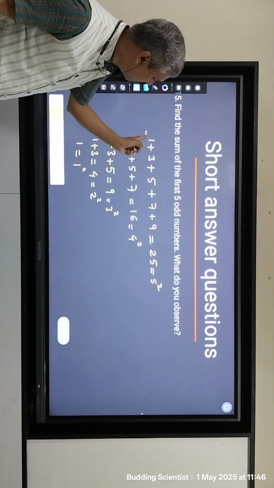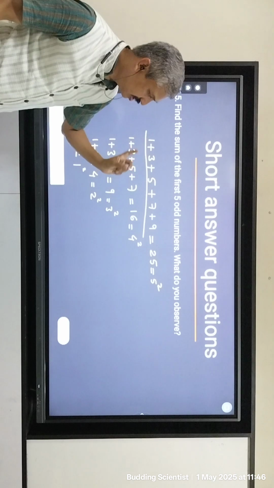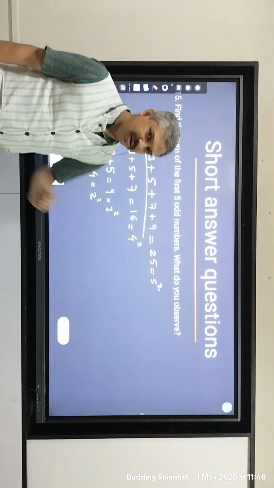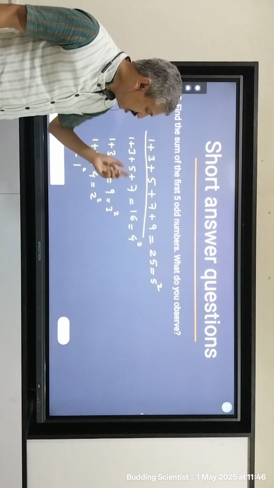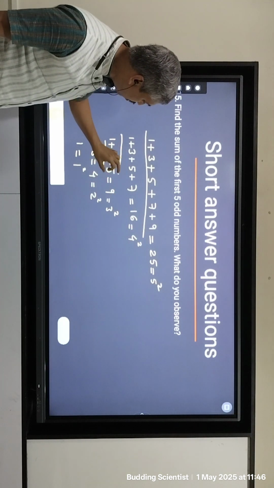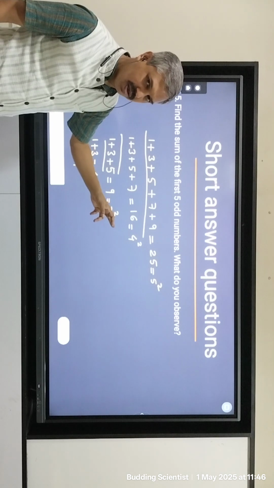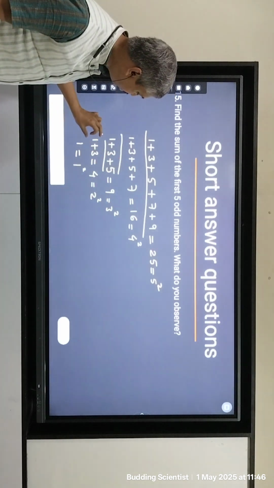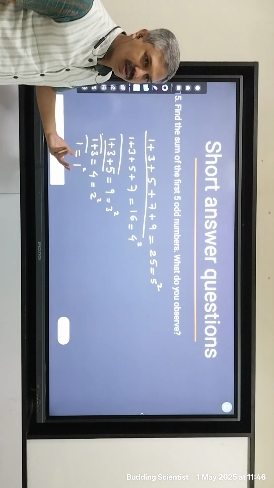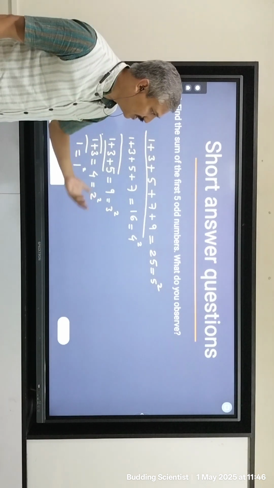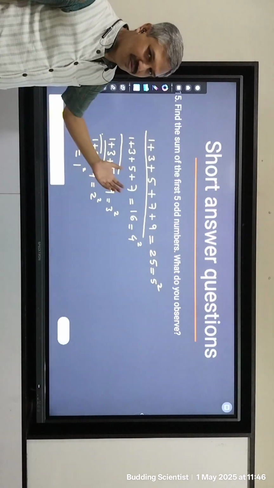If you had the first 5 odd numbers, the answer will be 5 square. If you had the first 4 odd numbers, the answer will be 4 square. Then if you take the first 3 odd numbers, the answer will be 3 square. The sum of them. If you take the first 2 odd numbers and add them, the answer will be 2 square, and so on. That is how this pattern is. It's a beautiful pattern.